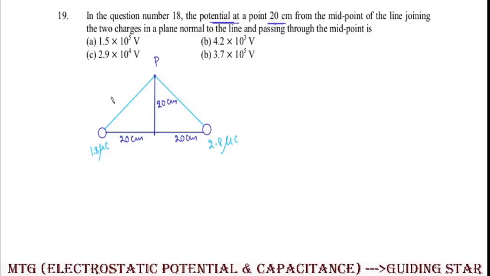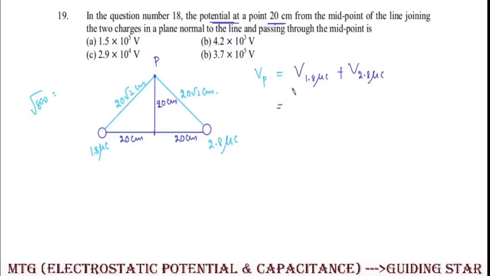So how much will the distance be? It will be 20 squared plus 20 squared, so 400 plus 400, which means 800, so under root 800, that is 2 into 400, so its value will be 20 root 2 cm, and this is also 20 root 2 cm. So directly, the potential at P will be the potential due to the 1.8 microcoulomb charge plus the potential due to the 2.8 microcoulomb charge.